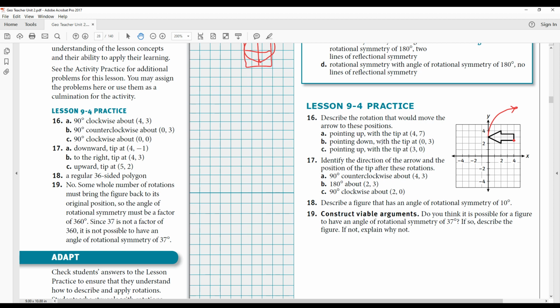Pointing down and the tip at 0, 3. So we want the tip to be at 0, 1, 2, 3, and they want it to point down. So that means this has got to rotate up this way. So that's going to be a positive 90-degree rotation, and we're going to be rotating about that point. And then the next thing, pointing up with the tip at 3, 0. So we want the tip 1, 2, 3 to be right here, but we want it pointing up.